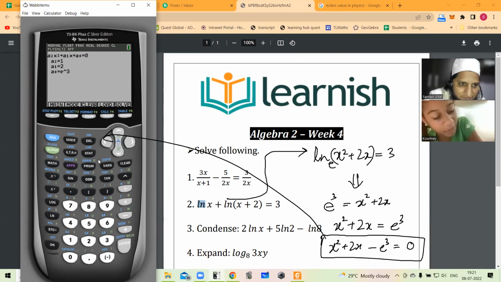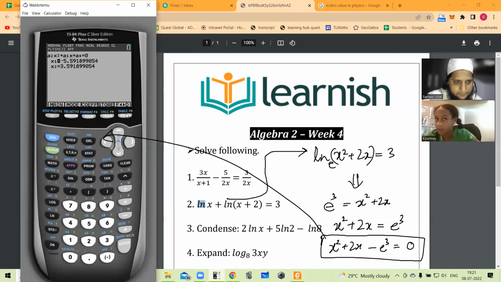Oh, yeah, I have that on mine too. So I have to write negative e to the power 3. So negative, and then e, where it is, it's here. And negative e to the power 3, right? So that's it. It's having actually this value. Then solve. So I got the two values, negative 5.59 and 3.59.